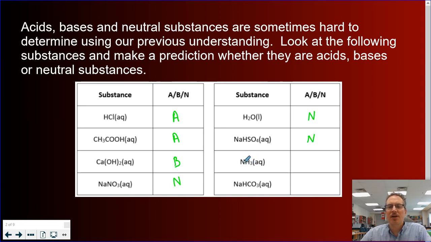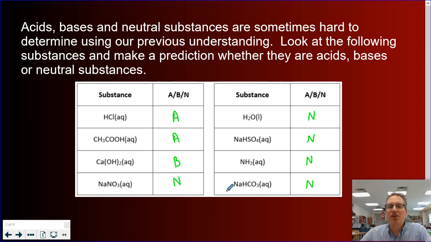NH3 would fall under nonmetal. We would consider this one of our memorized molecular compounds. Therefore, we would consider this a neutral molecular. And again, cation, sodium, anion, HCO3. So we would probably all consider this neutral as well.